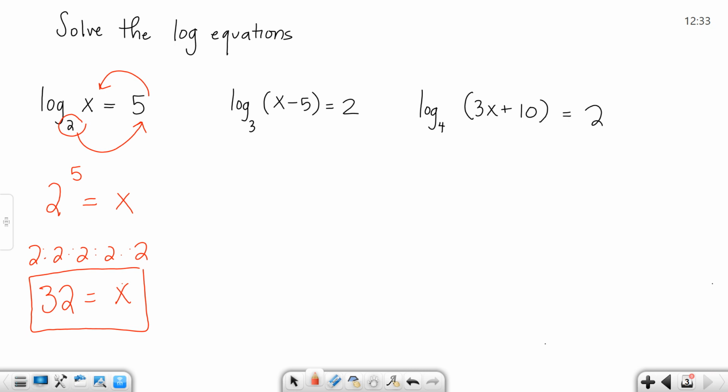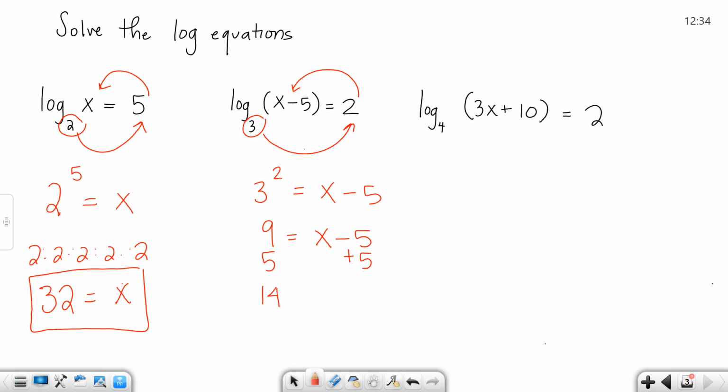Okay, let's try our second one. My base is 3. I'm going to circle around and grab the 2. Circle back, x minus 5. Now be careful, 3 squared is 3 times 3, so that's 9. To solve for x, I'm just going to add 5 to both sides. So 14 would equal x.